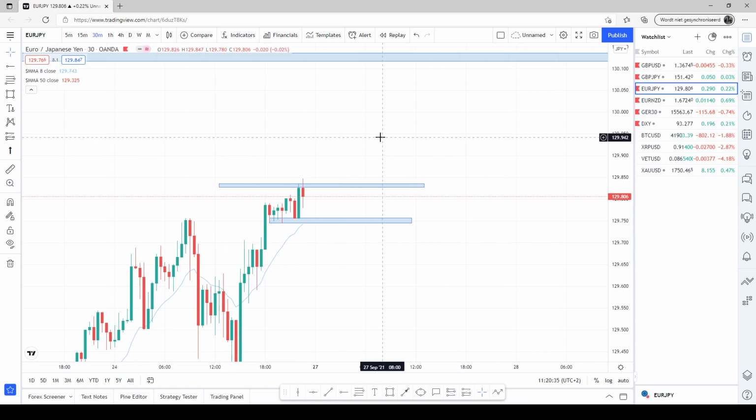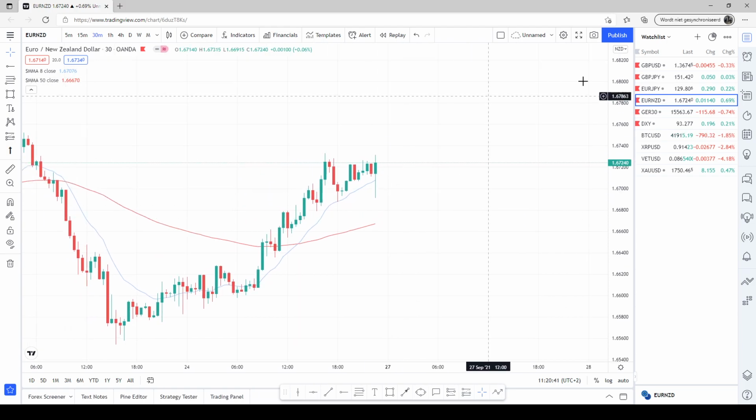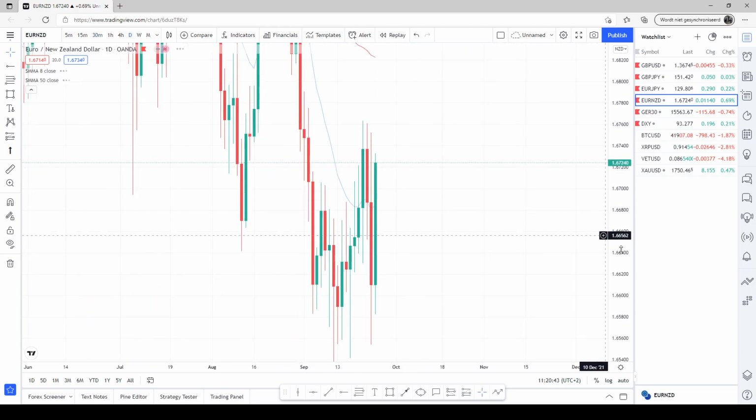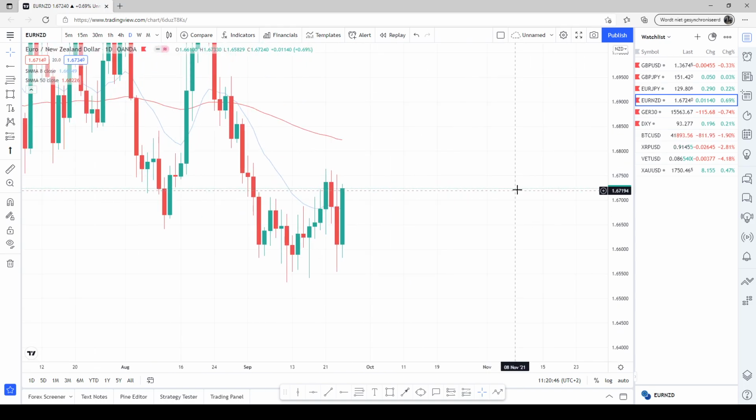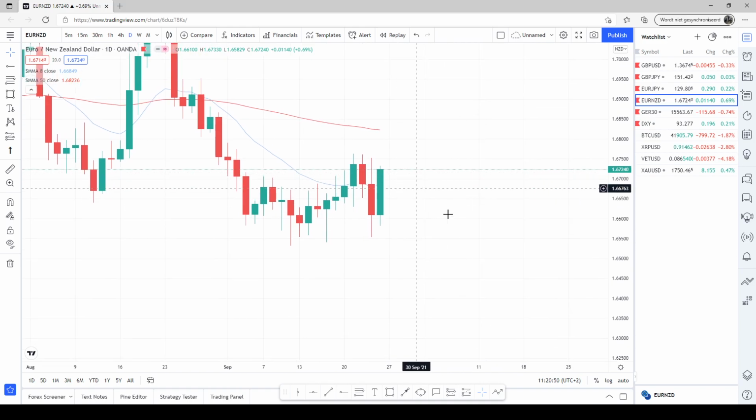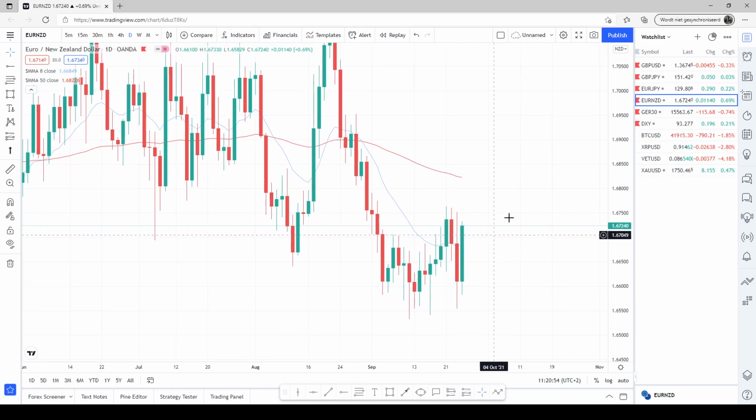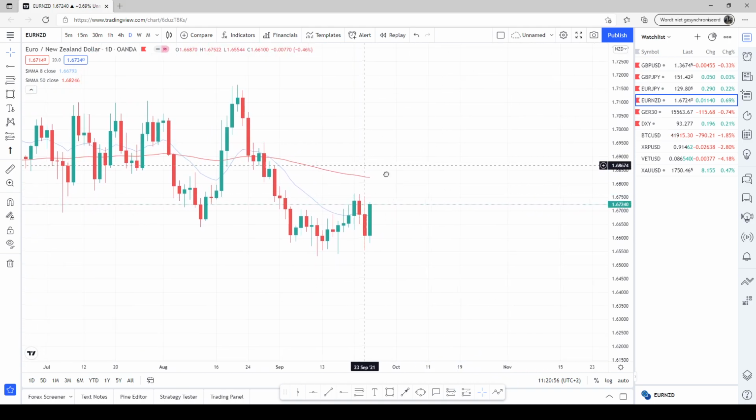So alright, so that's Euro JPY. Let's go to Euro NZD. Start again at the daily time frame, keeping everything simple and clean. Alright, let's see what we have. This is a zone. It's not looking that pretty.